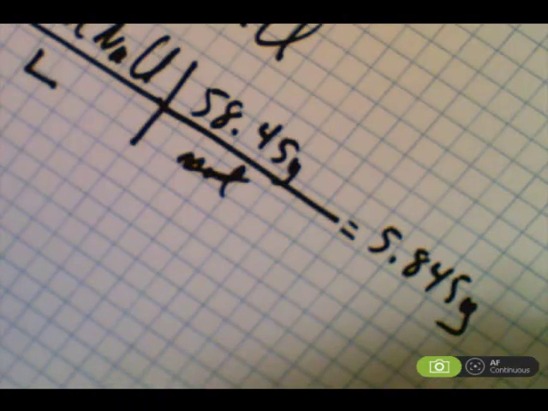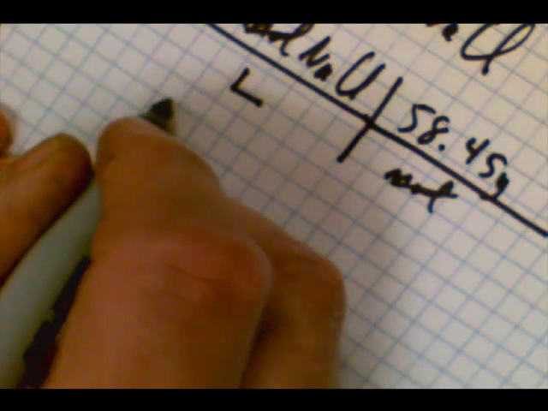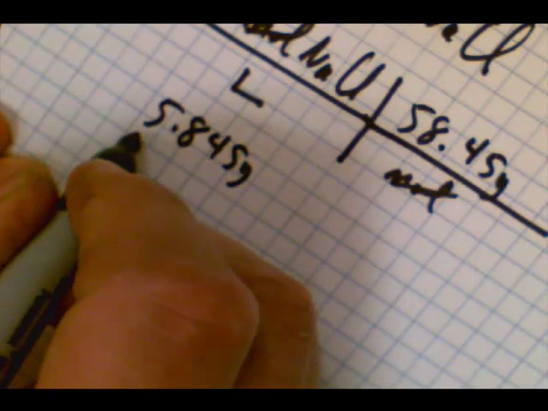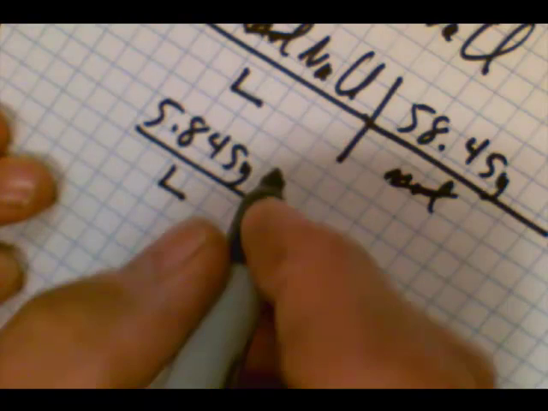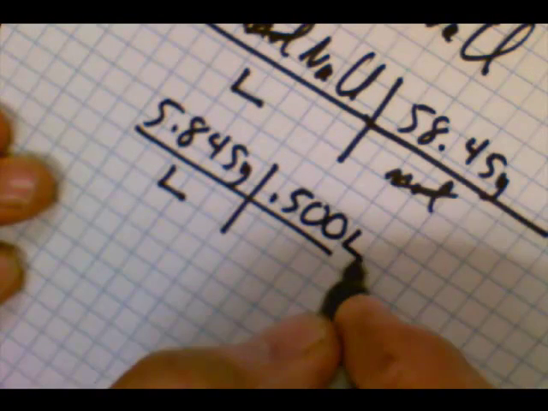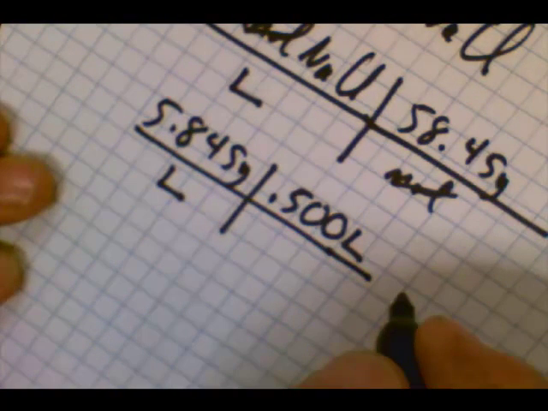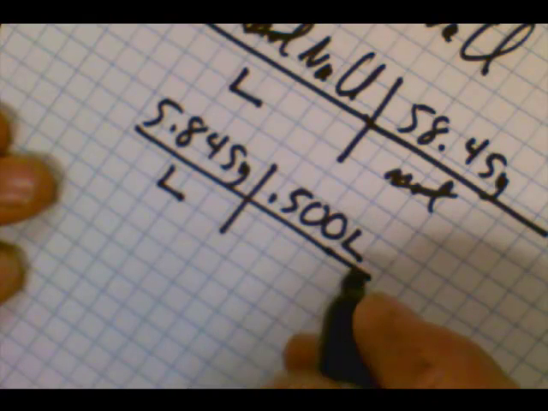So my next step is I figure out how much I really need in my solution by taking the mass for a liter, 5.845 grams, and multiplying that by the number of liters, because this is grams per liter. 500 milliliters is 0.5 liters. And I need two significant figures there because the volumetric flask I'm using is that accurate, and also that's the precision that I need to get three significant figures on my volume. Liters now cancel, and this tells me how many grams I will actually need in my solution.